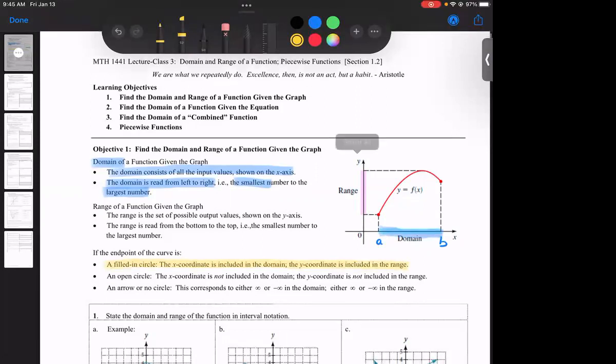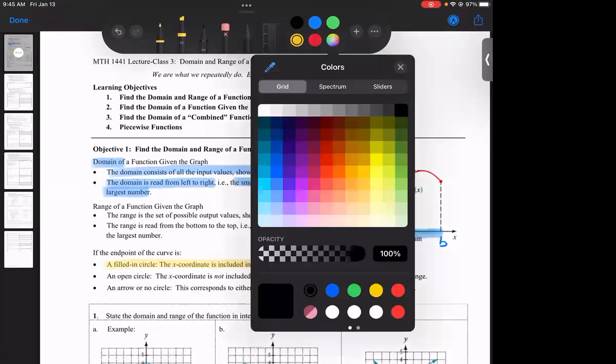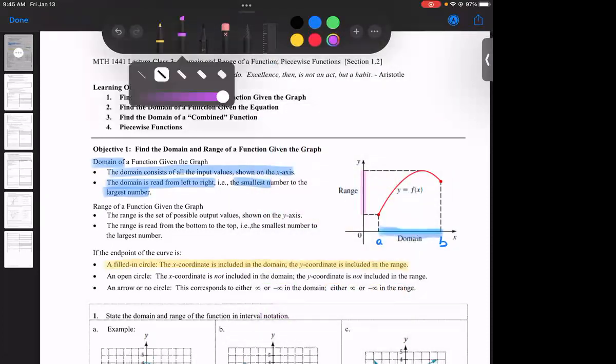Okay. For the range, you're looking for the y value. Sometimes they call it the output, sometimes I call it height. If you want to compute the range, you're going to compute from bottom to top, smallest to largest.